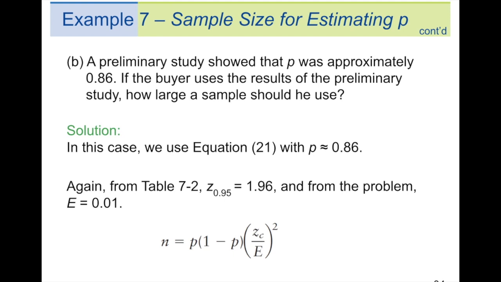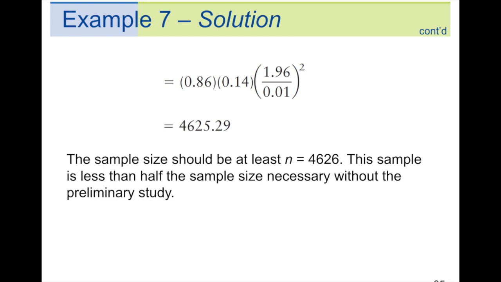So in this case, we use equation 21 with p being about 0.86. Again, from table 7.2, the critical value is 1.96, and from the problem, E equals 0.01. n equals p times 1 minus p times z sub c over E, squared. So 0.86 times 0.14 times 1.96 over 0.01, squared, gives us 4,625.29. So the sample size should be at least 4,626. Remember, we went up to the next number.